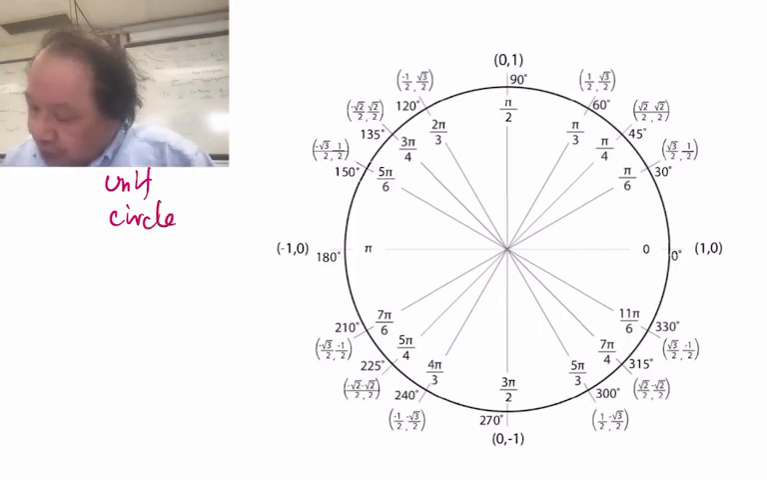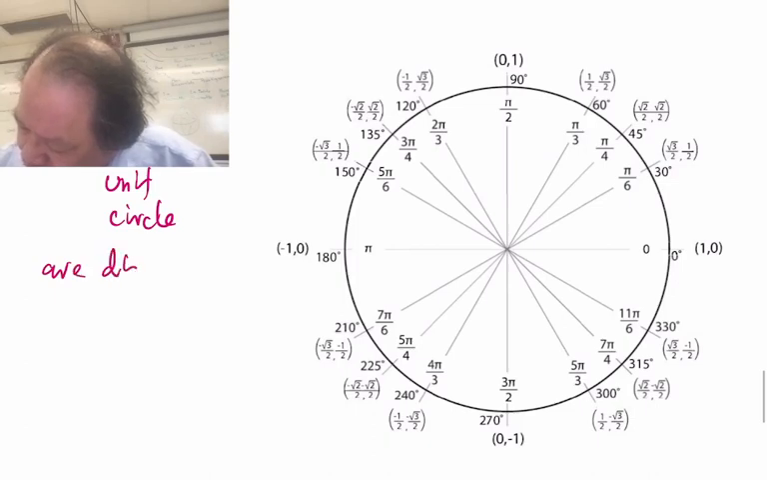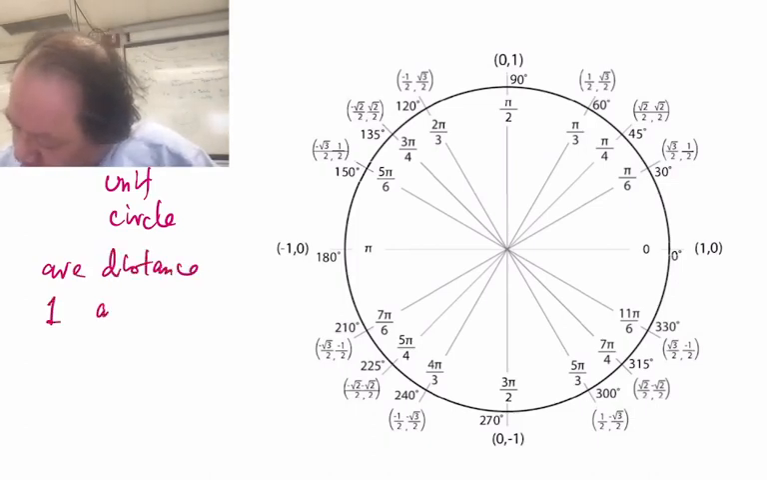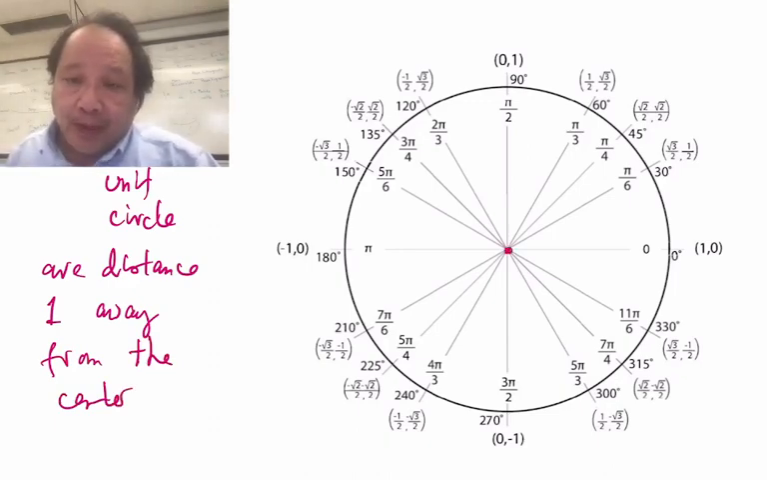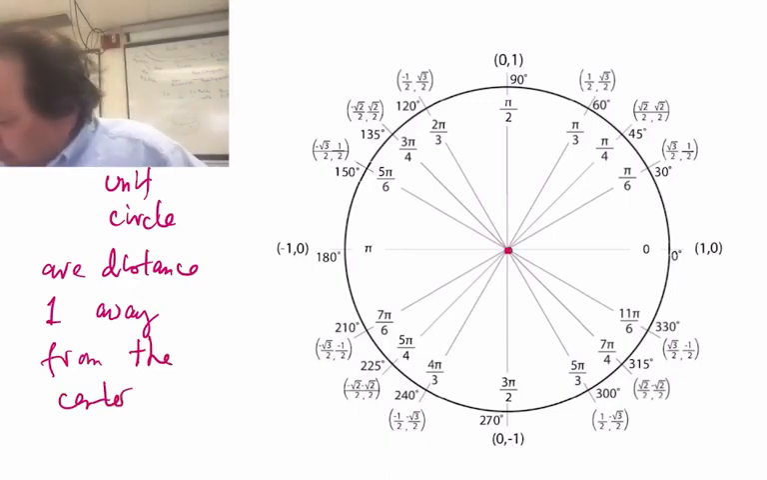All the points on the circle shown here are distance 1 away from the center, the center being this point right here. And if we look at this unit circle, we have varying kinds of measures, one of which are the degrees.